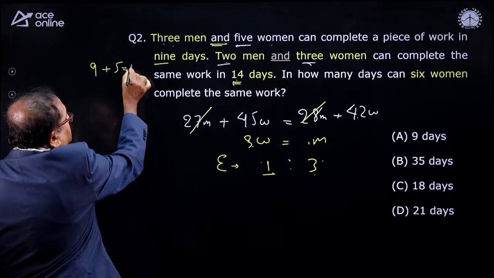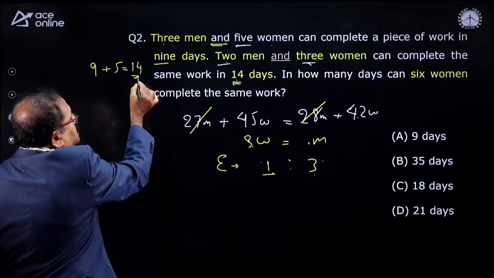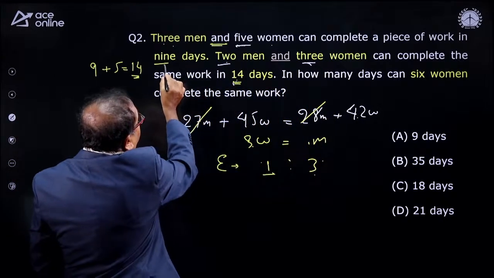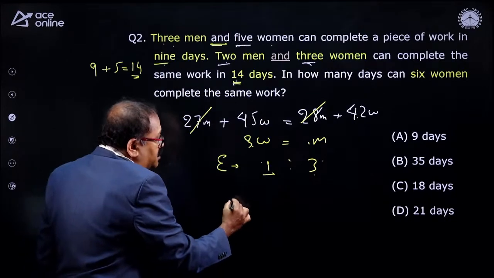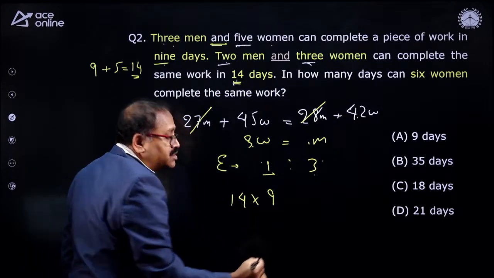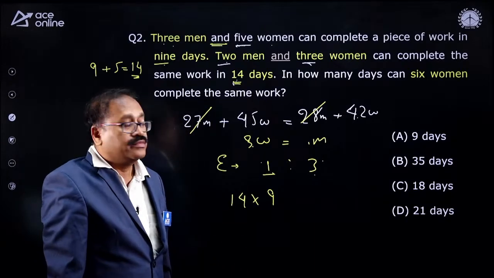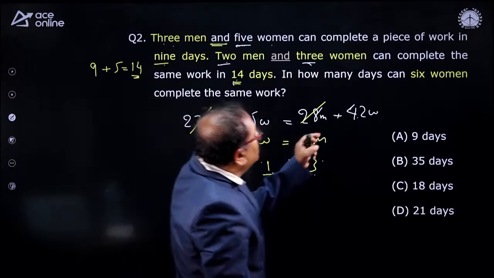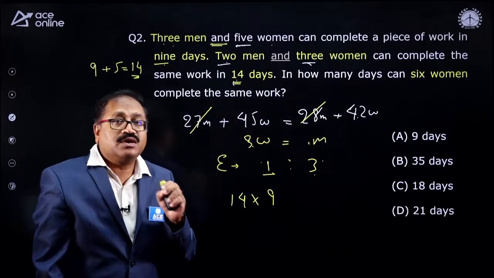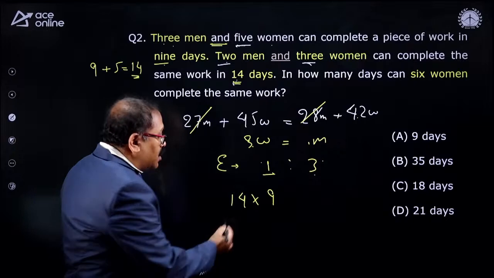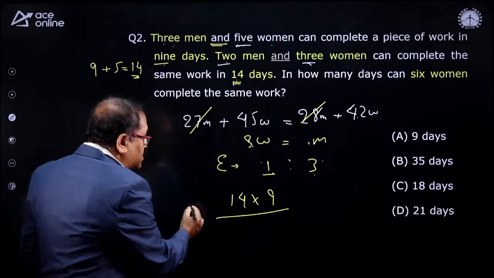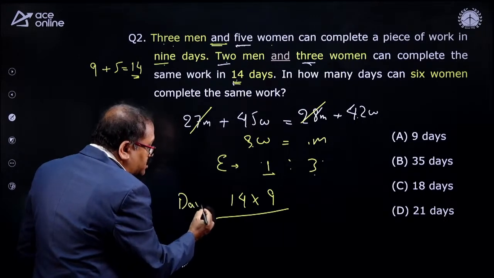So what is the total efficiency? 14. And how many days does it take to complete? 9 days. That means here the work is 14 into 9. This is the volume of the work. Now this work is done by how many people? 6 women have to complete this work in how many days? So this volume of the work divided by total efficiency, I will get the days.